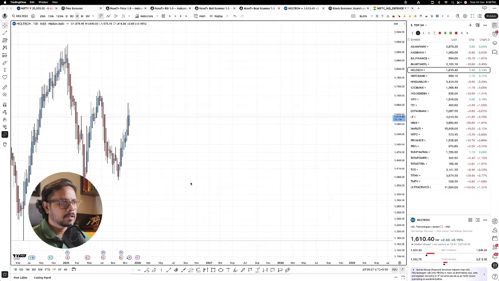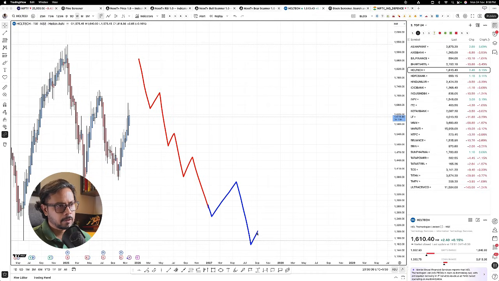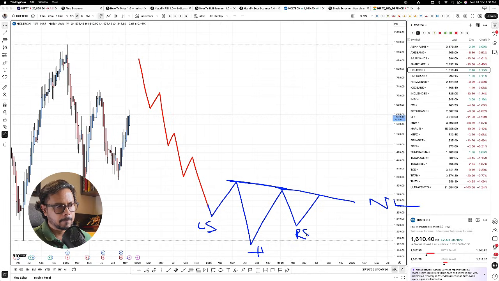The mirror image is a head and shoulder bottom, which is, in this case, after a downtrend. After the downtrend, it makes a left shoulder, it makes a head, and it makes a right shoulder. And in this case, if I join these two highs, this is now my neckline. All right. This is the left shoulder, this is the head, and this is the right shoulder.